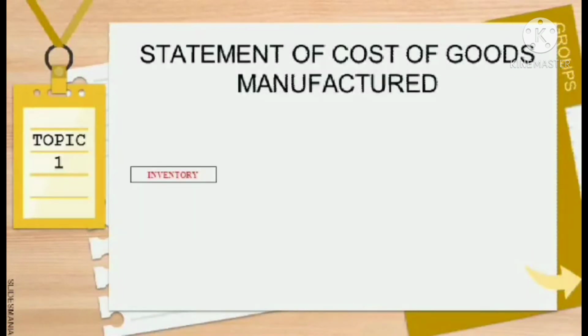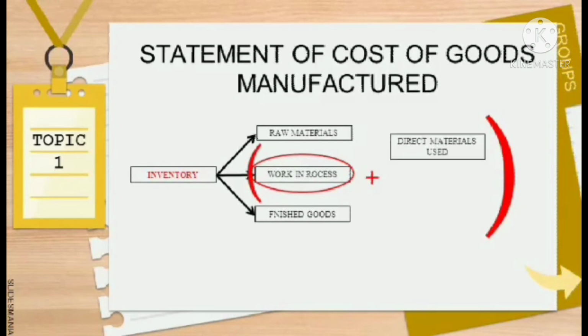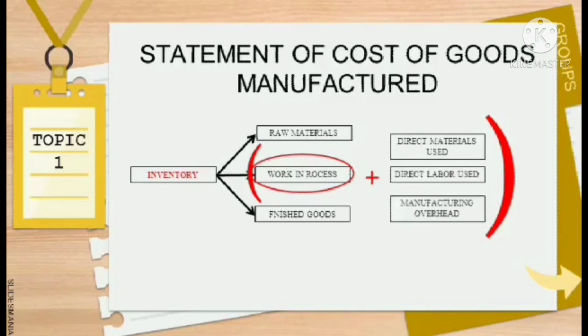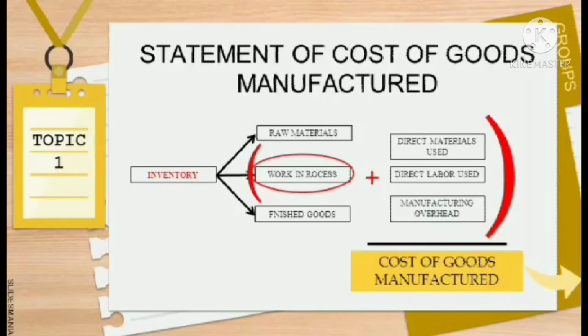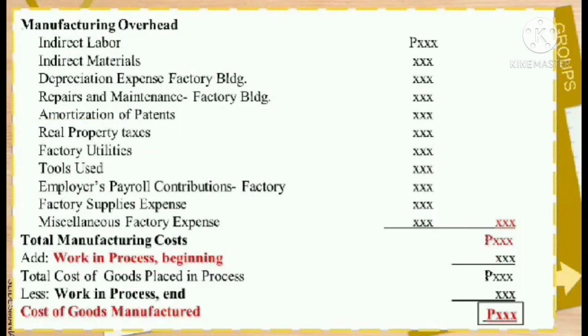We have manufacturing inventory accounts. It is subdivided into three sub-accounts: raw materials, work in process, and finished goods. If we take work in process, one of the sub-accounts, and add three items: direct materials used, direct labor used, and manufacturing overhead incurred, we will get a figure known as cost of goods manufactured. Remember that. We have here the sample format of how to prepare the cost of goods manufactured.